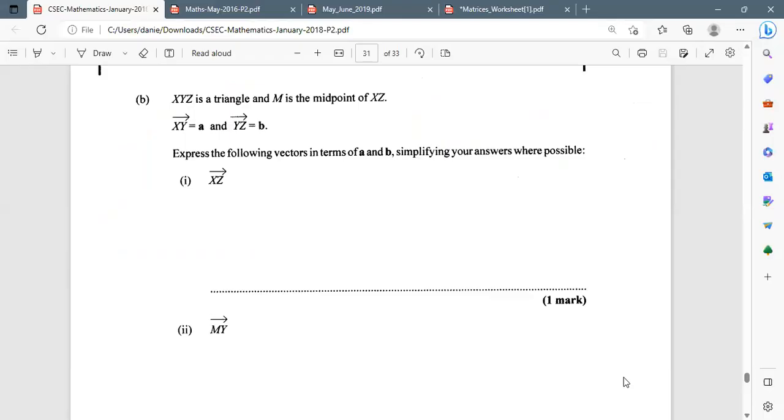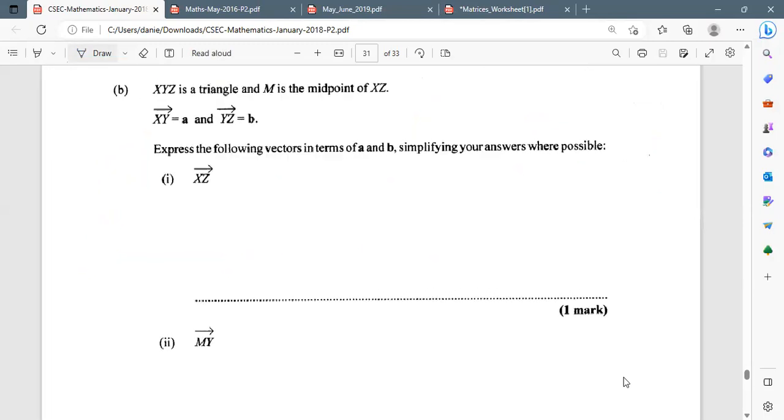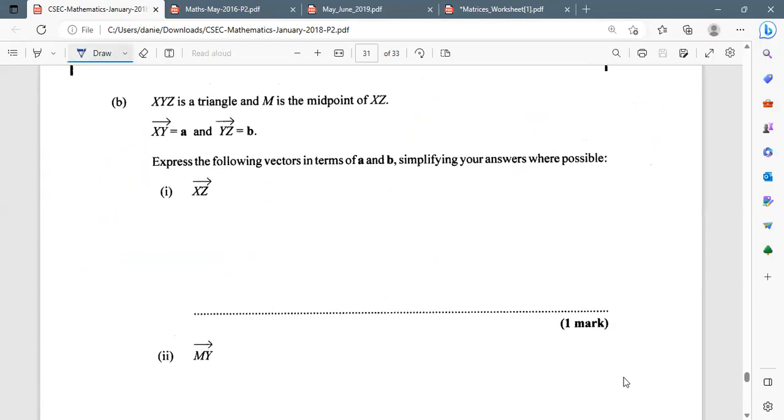Alright, so let's try this one. We have XYZ as our triangle, and M is the midpoint. They gave us XY, YZ, and XZ. Express the following vectors in terms of A and B, and simplify your answers where possible.